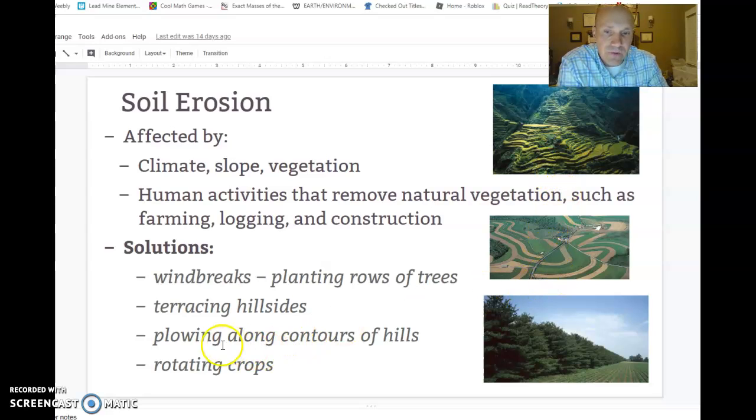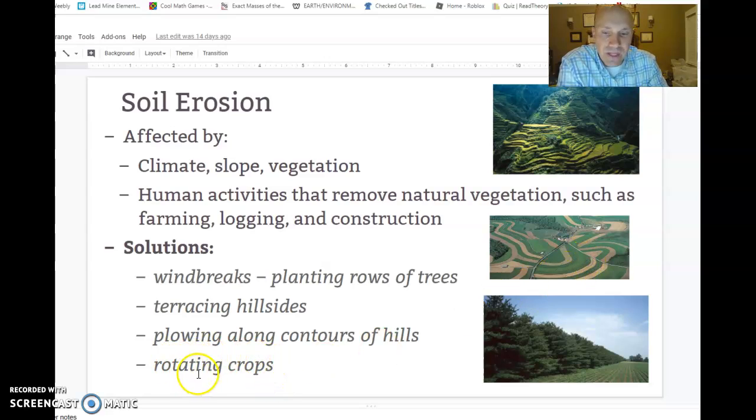All right, so what this picture shows here is actually plowing along the contour of hills. So instead of your rows going this way, they go against the contour of the hill, so that when water runs down the hill, you have plants that can help prevent some of that erosion.